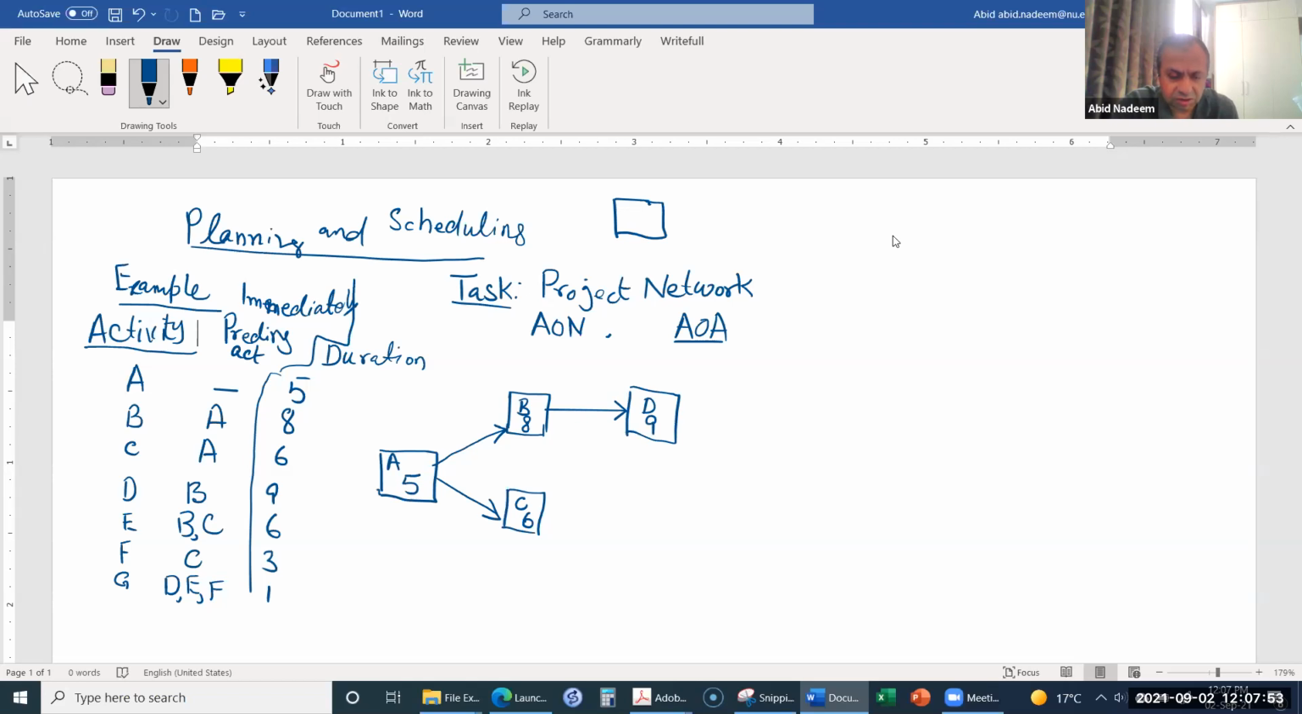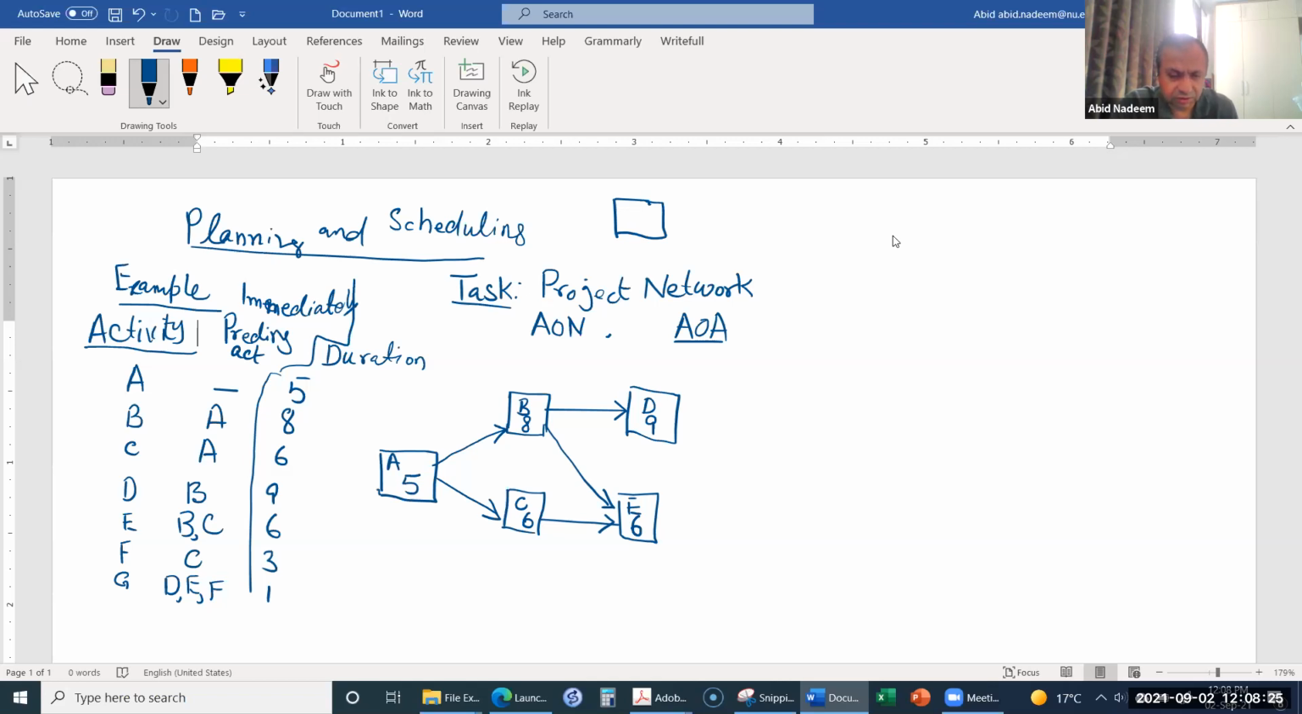And for E, there are two immediately preceding activities, B and C. I will put E over here, and then I will draw an arrow from B to E, and from C to E. This shows that E has two immediately preceding activities. E has 6 as the duration.